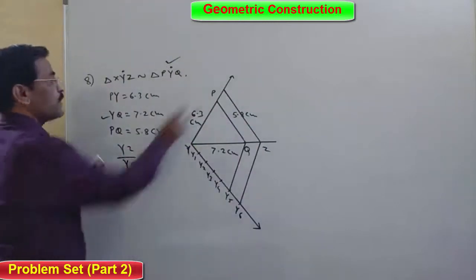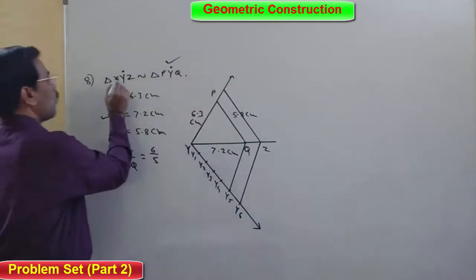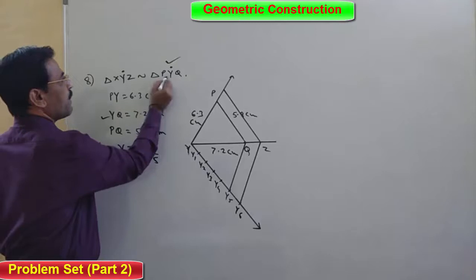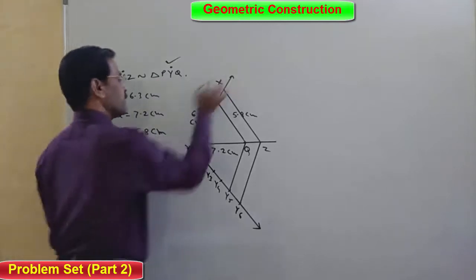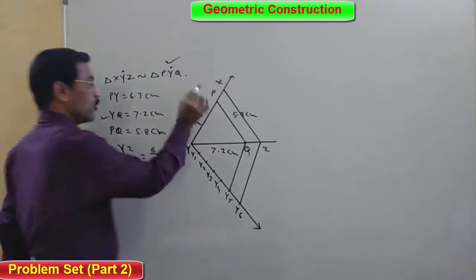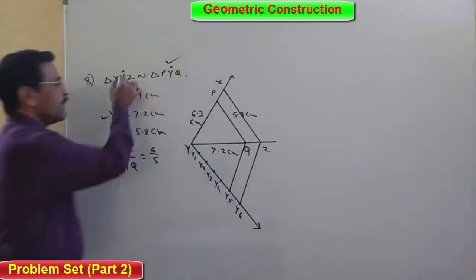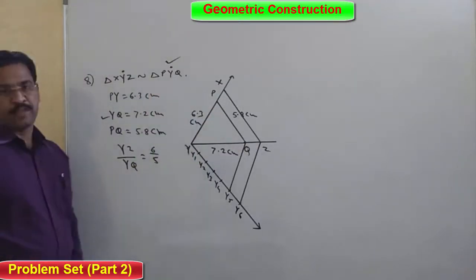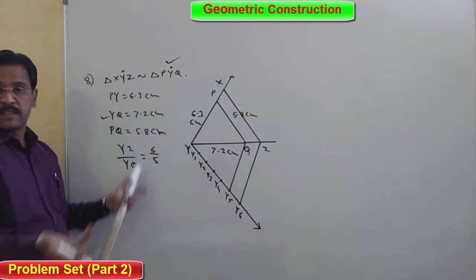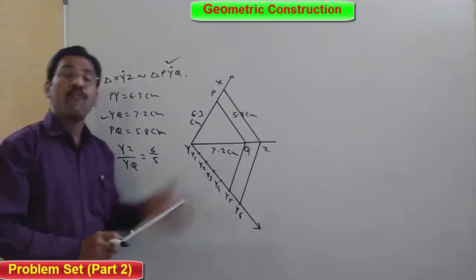And which vertex will come here now? Y. This is PY, means here YX. So X comes here. So look here, PYQ is given and XYZ will come on that particular given triangle. Okay, let's see how to draw that fair figure.